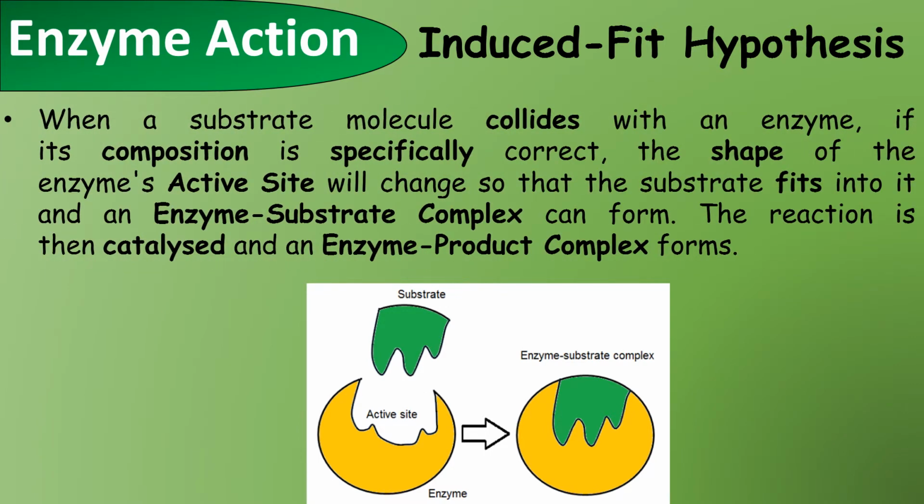When a substrate molecule collides with an enzyme, if its composition is specifically correct, the shape of the enzyme's active site will change so that the substrate fits into an enzyme-substrate complex. The reaction can then be catalyzed and an enzyme-product complex forms. Like I said, this is a more recent idea but is now widely accepted as it doesn't allow for an enzyme converting products back into reactants, which would be counterproductive within the cell.